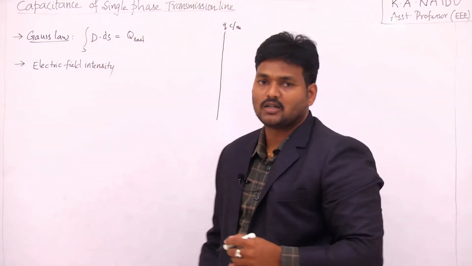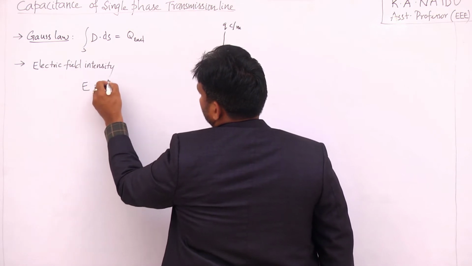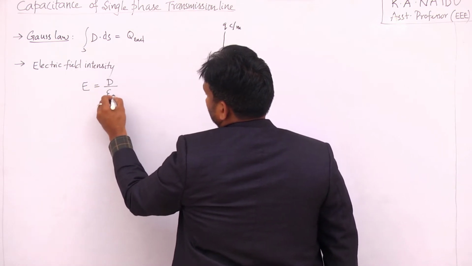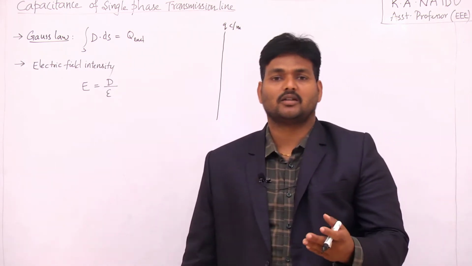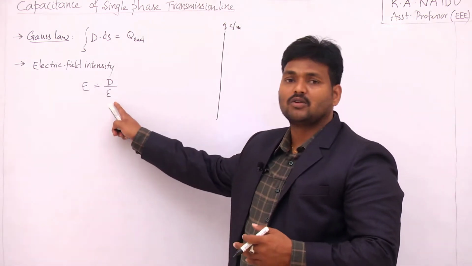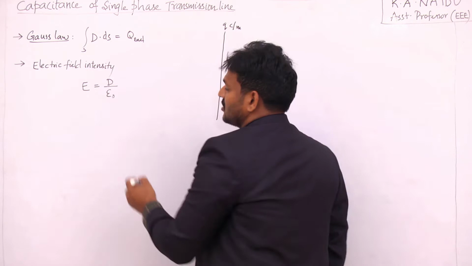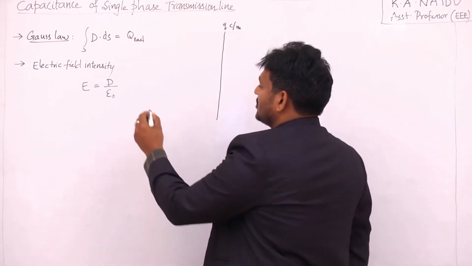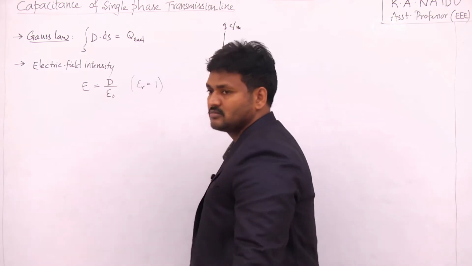using the formula: electric field intensity E is equal to D by epsilon. Here the overhead transmission line is in the air, where the permittivity is equal to the absolute permittivity, so you can write it as epsilon naught, or you can also take the relative permittivity as unity.